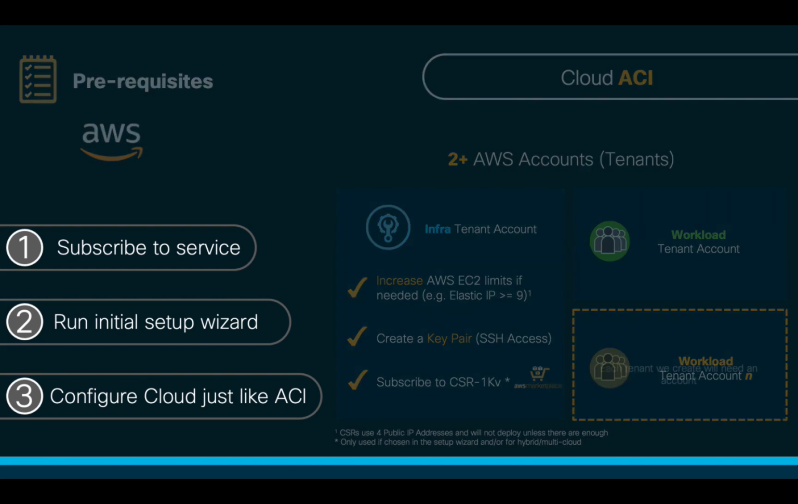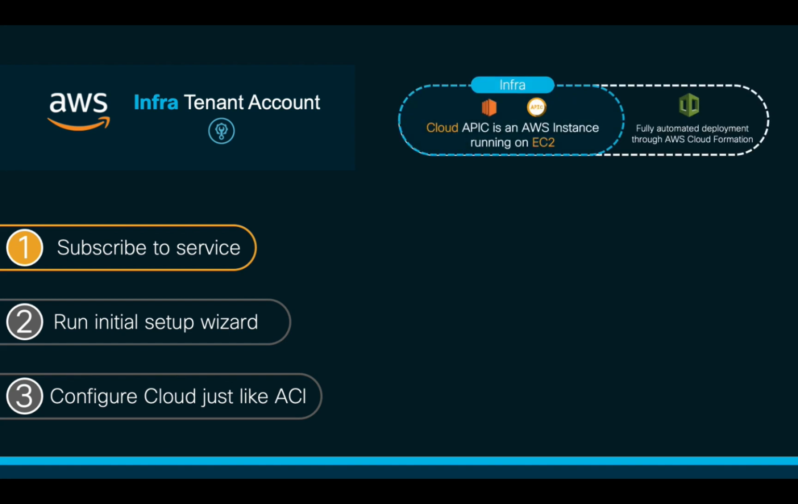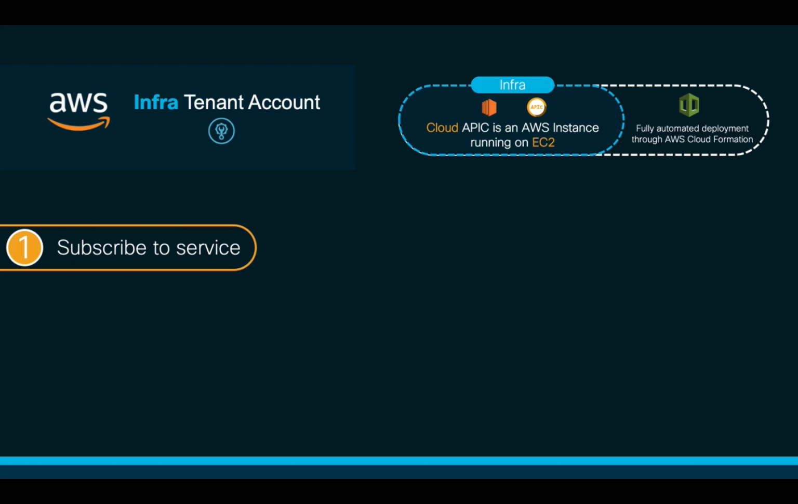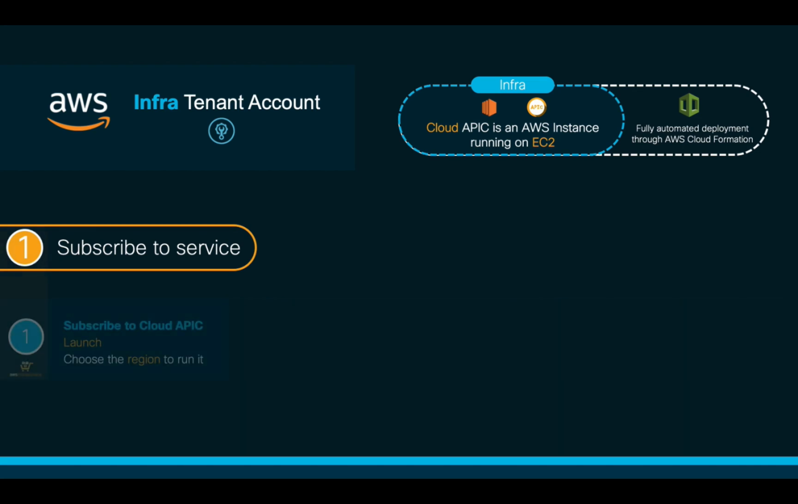Once we have all the prerequisites met, let's subscribe to the Cloud ACI service. Remember that Cloud APIC will run as an EC2 instance on AWS. In order to accomplish this, we will do 3 simple steps. 1. We will subscribe to the service in the marketplace. 2. We will adjust the Cloud APIC settings. And 3. We will let the automated CloudFormation template do the rest. Let's start with 1 then.